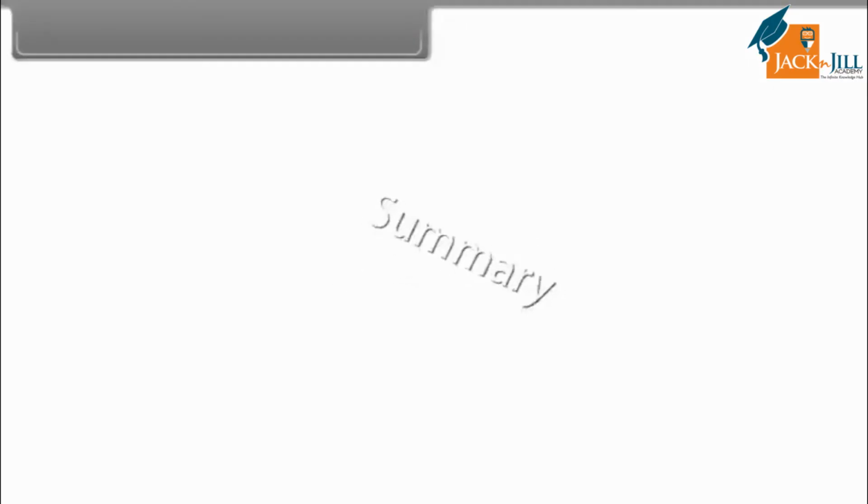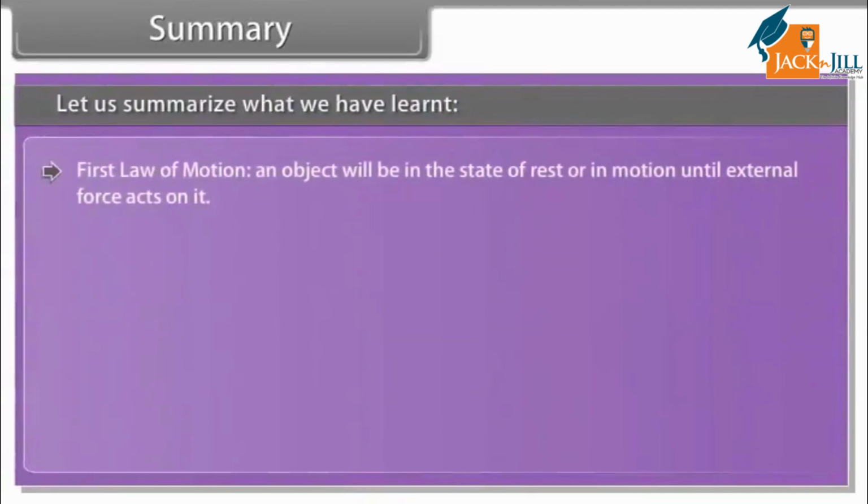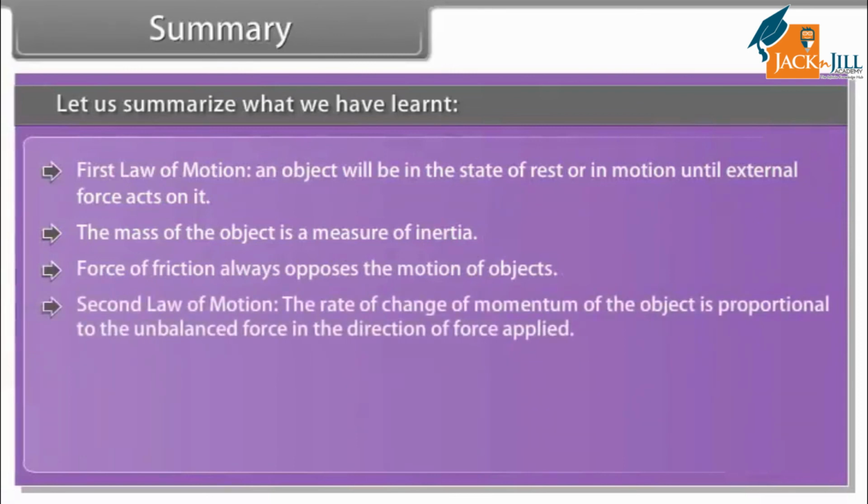Summary. Let us summarize what we have learned. First law of motion. An object will be in the state of rest or in motion until external force acts on it. The mass of the object is a measure of inertia. Force of friction always opposes the motion of objects. Second law of motion. The rate of change of momentum of the object is proportional to the unbalanced force in the direction of force applied.